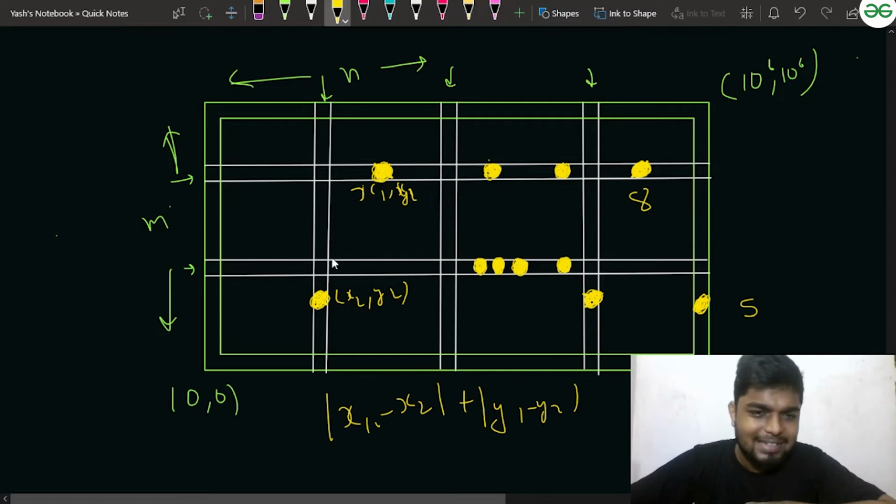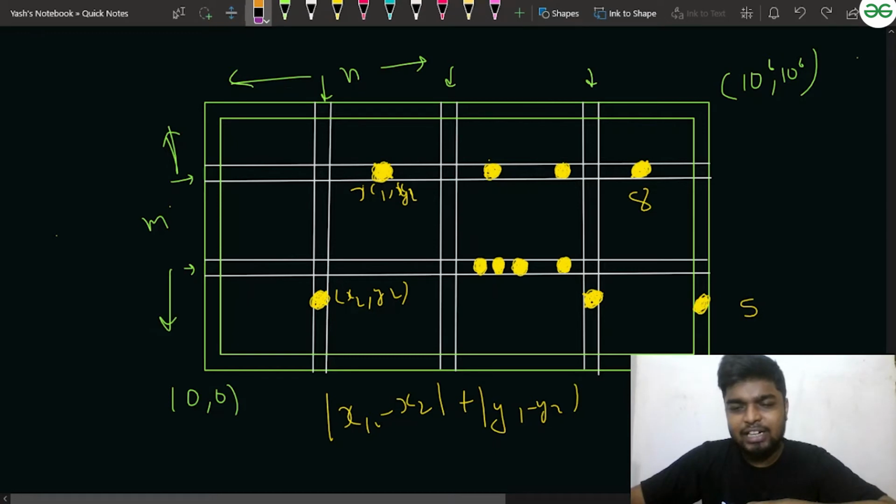So what happens is you will have to cover this distance. This is the Manhattan distance, right? This whole is the Manhattan distance. I hope that you are aware of this. I'm assuming this.